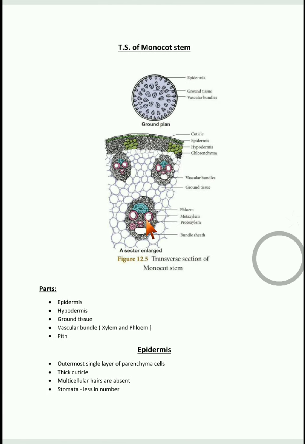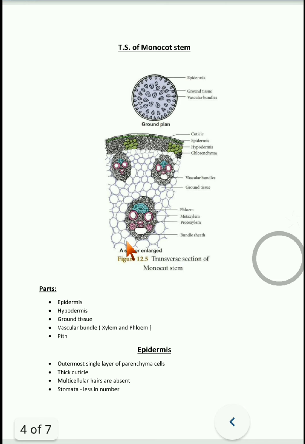Okay, so next we'll see about the TS of monocot stem. The important parts again here are epidermis, hypodermis, ground tissue, vascular bundle and pith. So you can see here, this layer is called ground tissue. The outermost layer is epidermis. Since the unicellular hairs, that is root hairs, are absent, you call this epidermis. Below epidermis we have a part called hypodermis. Then we have ground tissues. In the ground tissues we can see vascular bundles scattered here and there. And then pith is not differentiated, but it is there.